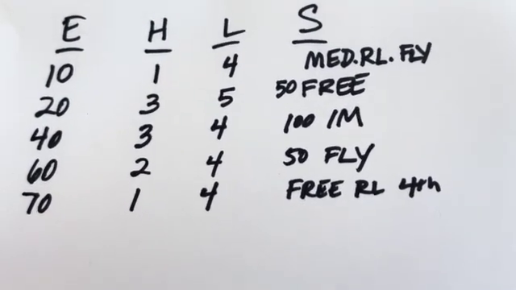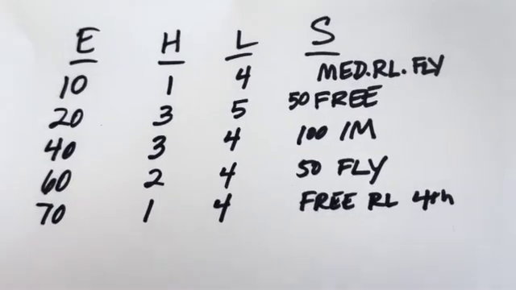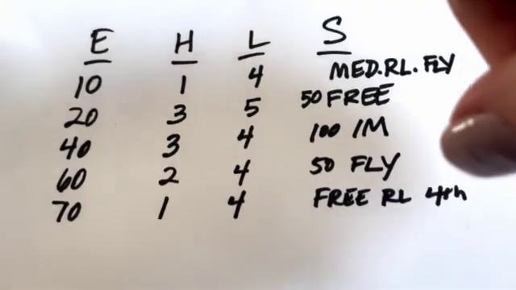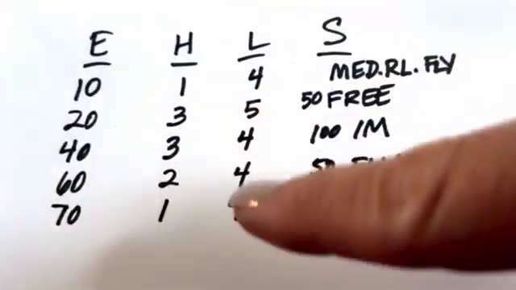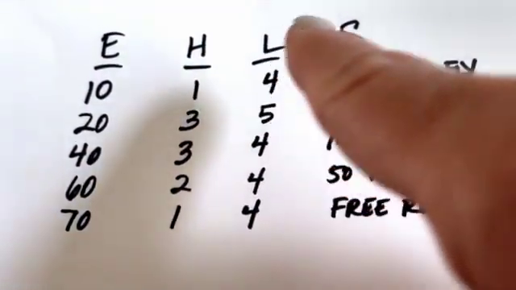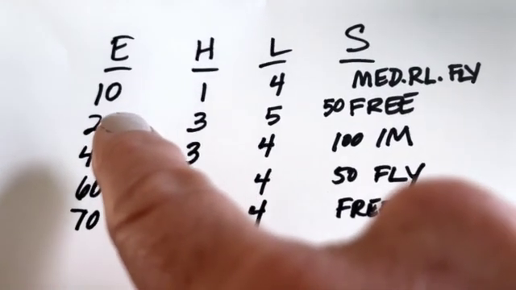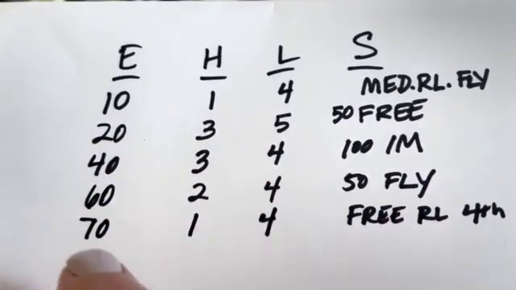And if you want to expedite the process, you can wipe with alcohol to get it to come off their skin. So I usually make a grid. Everybody does this differently. Some people do grid lines. Personally, I never did, but you do E for event, H for heat, L for lane, S for stroke. So in the last meet, my son was in event 10, 20, 40, 60, and 70.